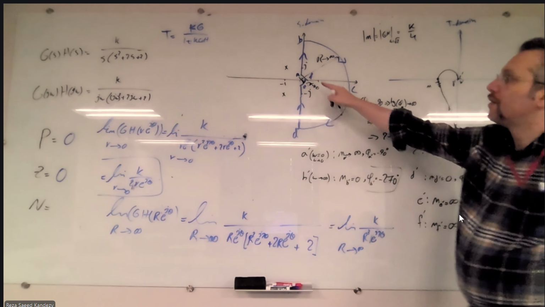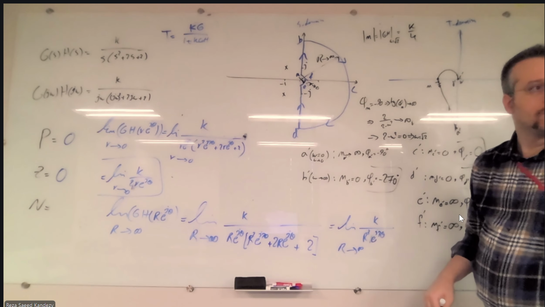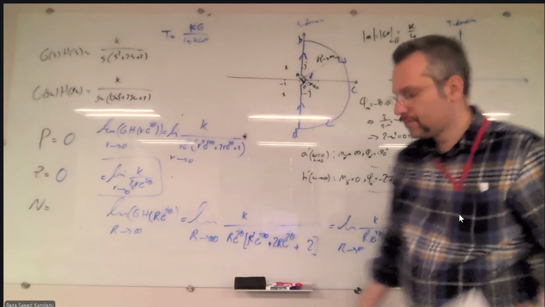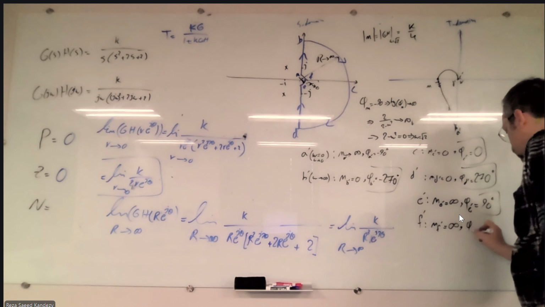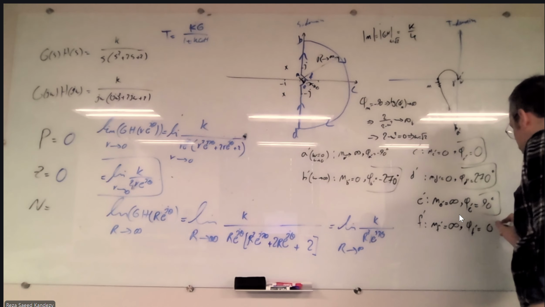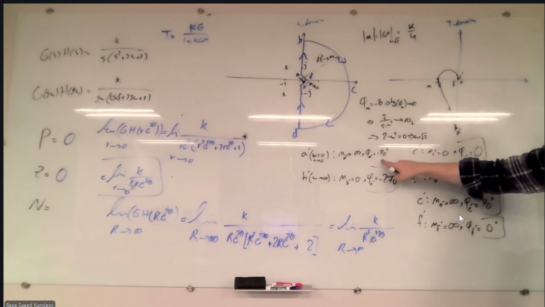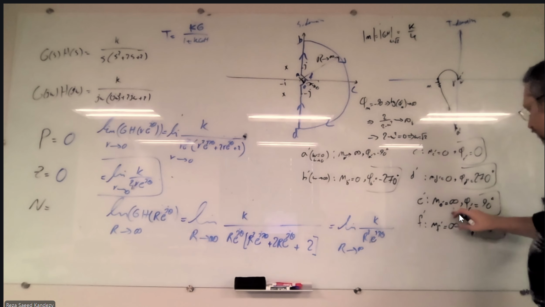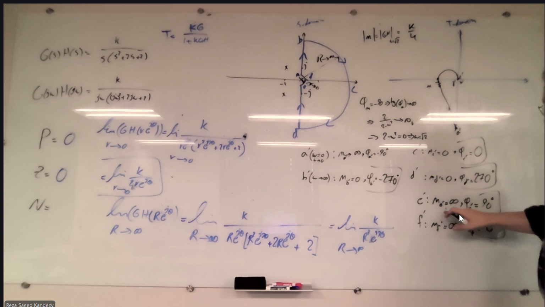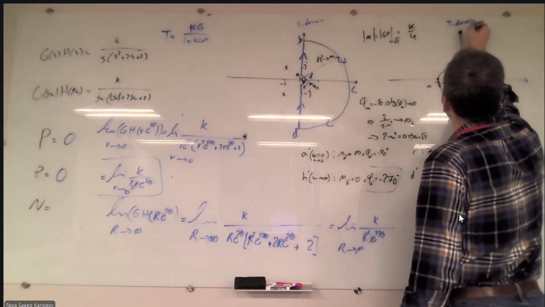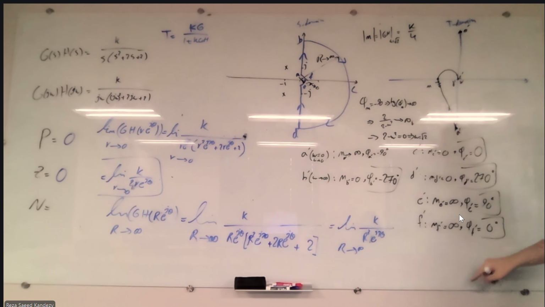F is 0, so it's going to be 0 minus 0, which is 0. A prime, we already have it, is minus 90 degrees. Are we good? So E prime is going to be infinity at 90, so it's somewhere here. This is E prime. And F prime is infinity at 0, so it's somewhere here.